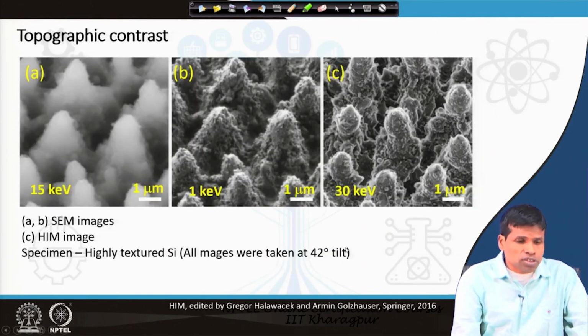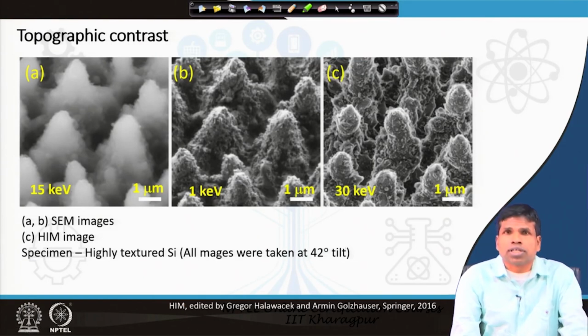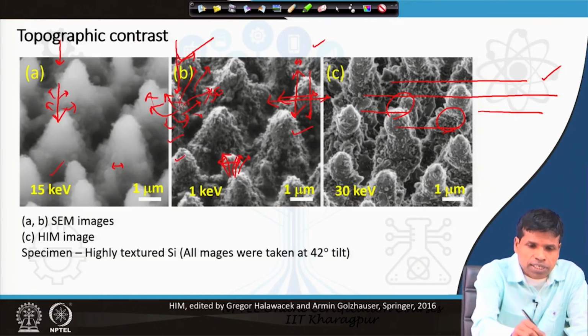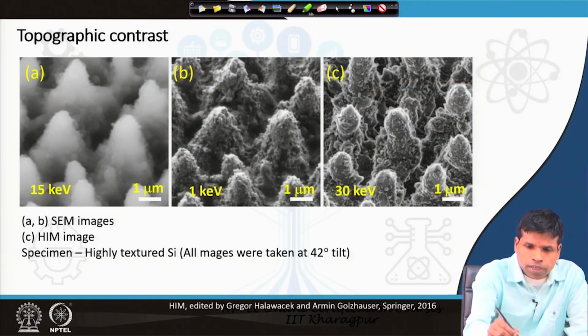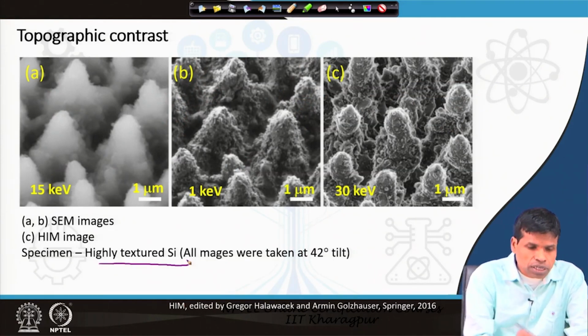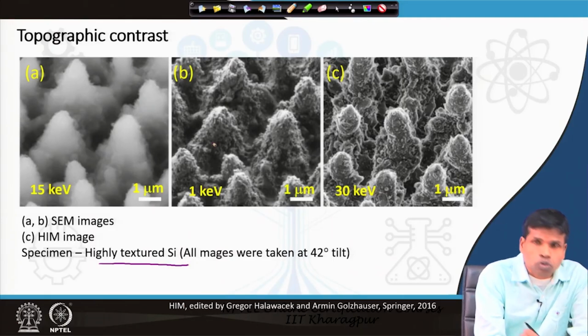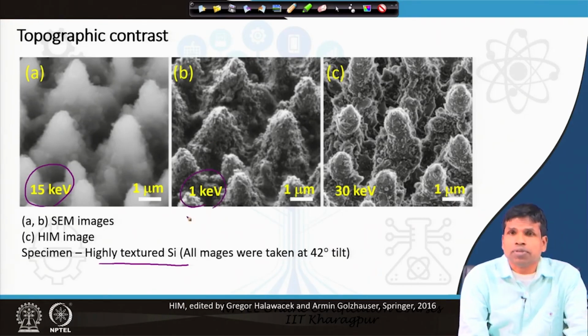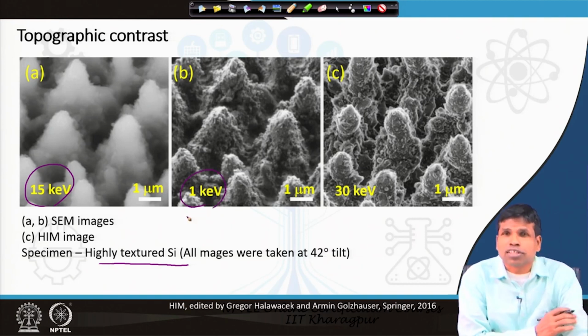Let us see first topographical contrast. What is the difference here? As you see here, the sample is textured silicon. The first two, A and B, are scanning electron microscopic images. One was at a very high acceleration voltage, 15 keV, and the second one is 1 keV. Now, you see the difference in the surface.